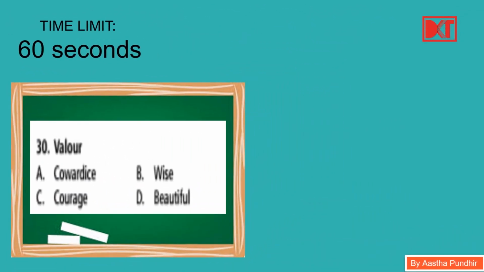Okay, so the next word is valor. The options are A, cowardice, B, wise, C, courage, D, beautiful. Pretty easy again. Valor is the synonym of courage. Okay, means strength. Cowardice, being fearful, being scared. Wise, being smart, intelligent. Beautiful, being attractive and pretty. All right.